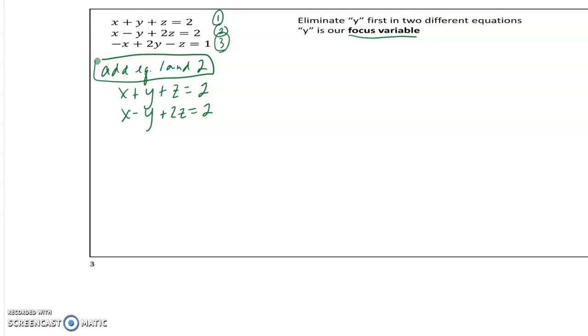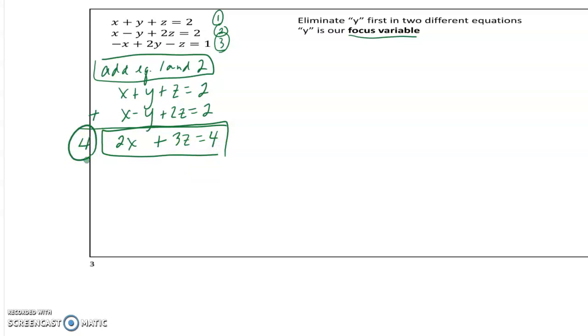If I can avoid multiplying by negatives or by multiple things, it reduces my risk of error. So I'm going to add these 2 together. My x and x make 2x, negative 1y and positive y equals 0, 2z plus 1z is 3z, 2 plus 2 is 4. I have created one of the 2 equations that I need, and I'm going to label that equation 4.